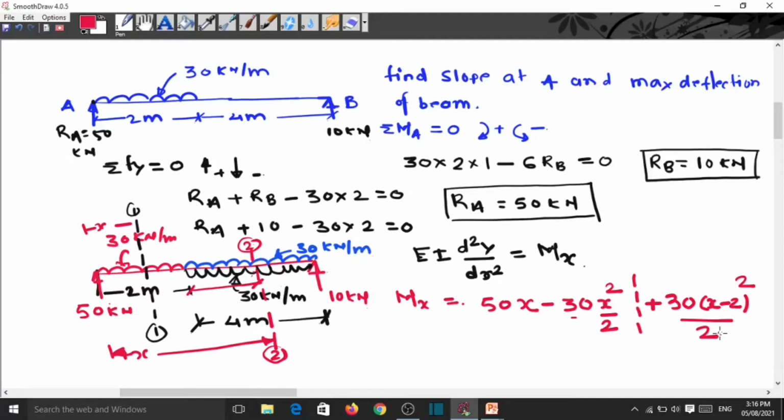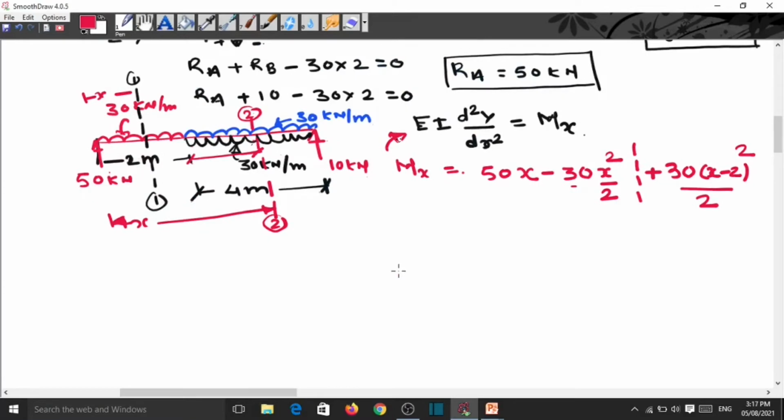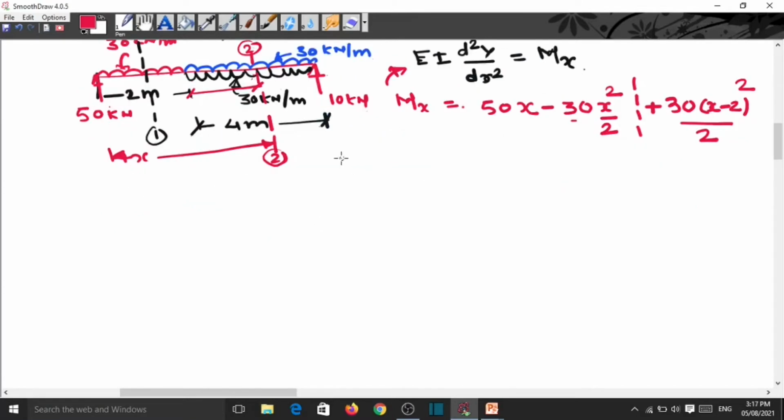Now this M_x we have to put in our equation. So we know EI d2y by dx square is equal to 50x minus, this becomes 15x square, then this section is over, plus here 15 into bracket x minus 2 square.